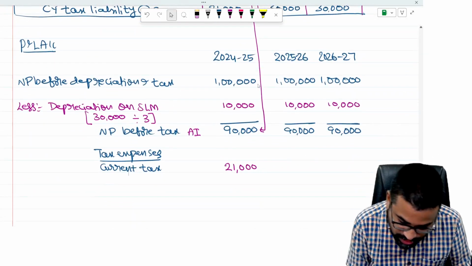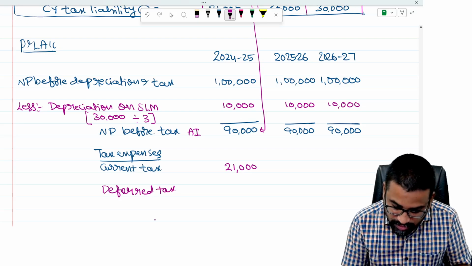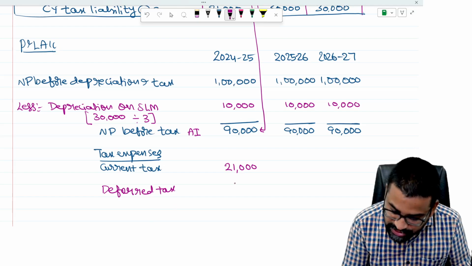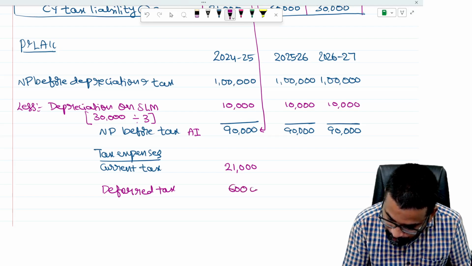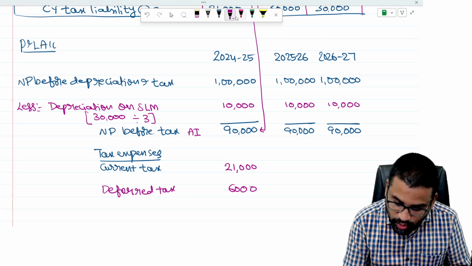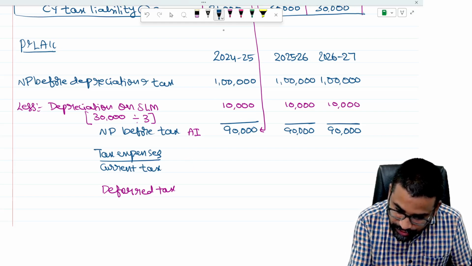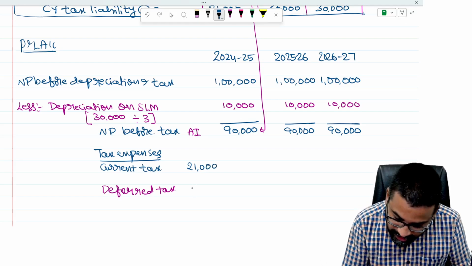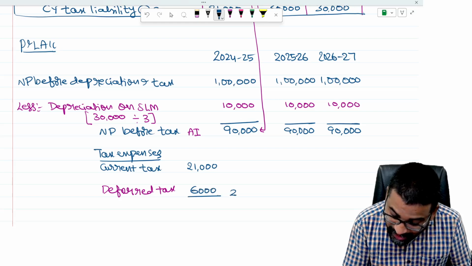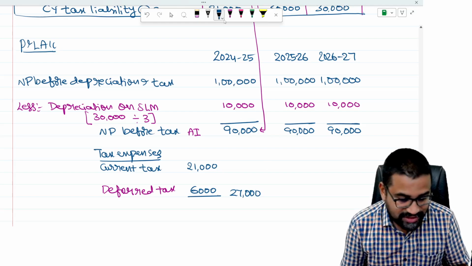See here, 21. So therefore, you book deferred tax. How much? What is the timing difference? 20,000. 20,000 into 30%? 6,000. Now you see the total. See, I am writing it here. Current tax 21,000 as per the Income Tax Act. Deferred tax 6,000. So total 27,000. Now it is matching. You see, 90,000 into 30%, 27,000.